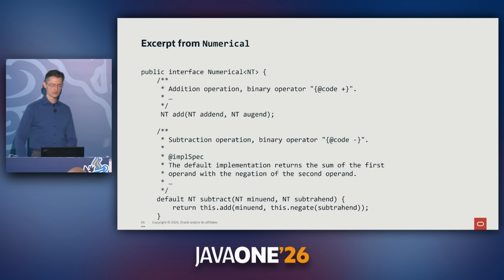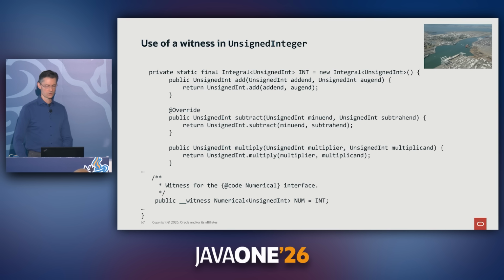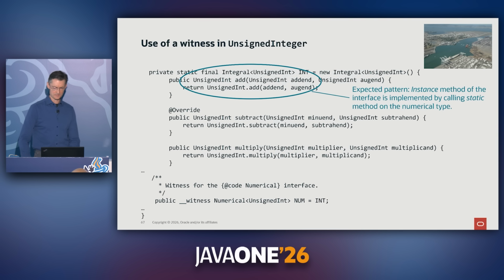So what would this kind of interface look like? It'd be pretty straightforward. There'd be an add method that would be documented to cover the plus operation, a subtract method that would map to minus, and so forth. This is what the code using the witness would look like in, say, the unsigned integer class. There would be an object implementing the Integral interface. So we'd have the implementations of the methods there, say the add method of the interface, and the expected implementation of this would call the static add method of the unsigned int type. So it would kind of do the redirection for you.